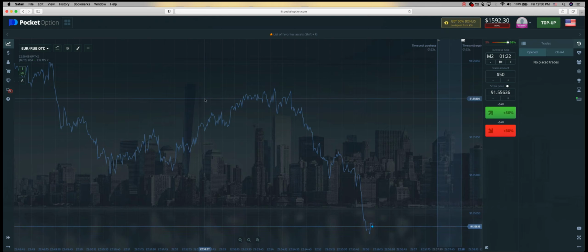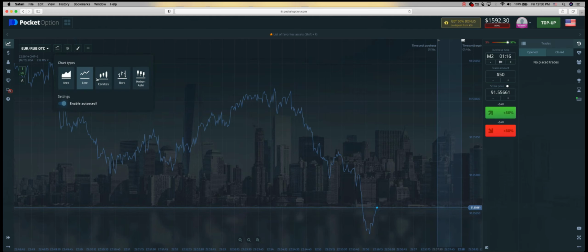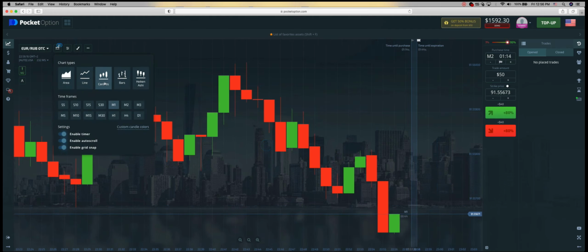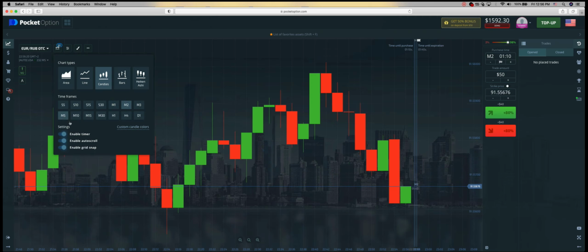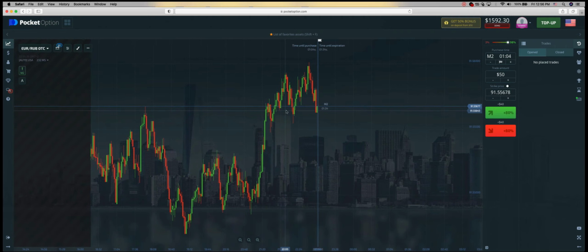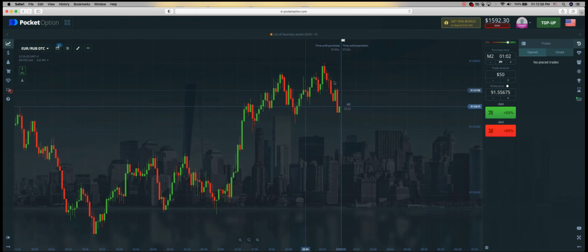So the first thing you're going to do when you want to do the 2-minute strategy is come into this little indicator right here and hit on candles. And then after that, you want to hit 2-minute. And if you want to do 5-minute, you can hit 5-minute and 15 and so on. Right now, I'm just focusing on 2-minute. So you hit 2-minute, it turns into candles, and these are all 2-minute candles, right?